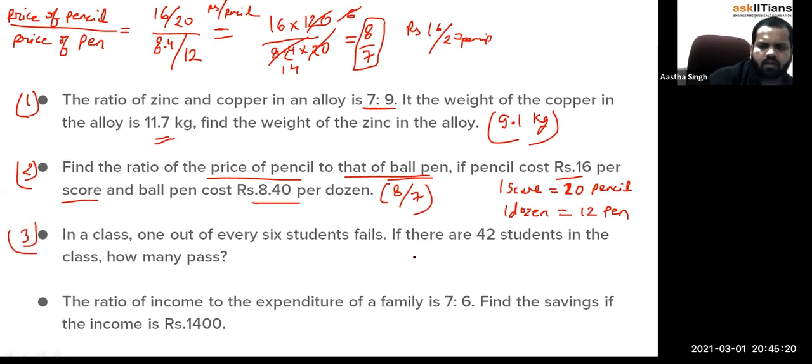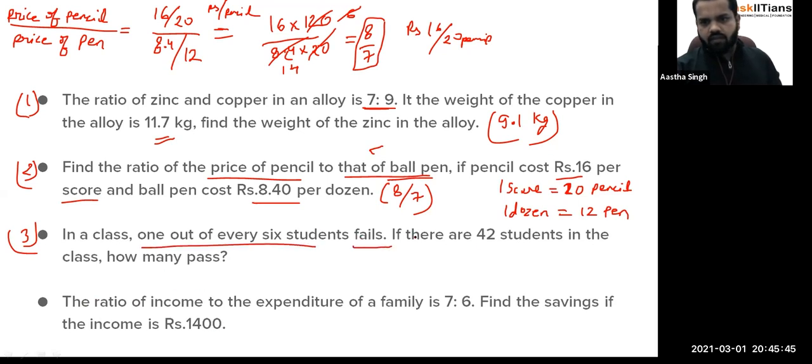Okay. Now we'll do the third question. I think in the second question, we just made the unit the same, right? So 16 rupees per score, and one score is 20. Third question: in a class, out of every six students, one student fails. If there are 42 students in the class, how many pass?